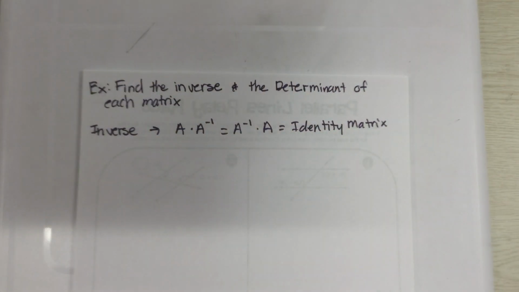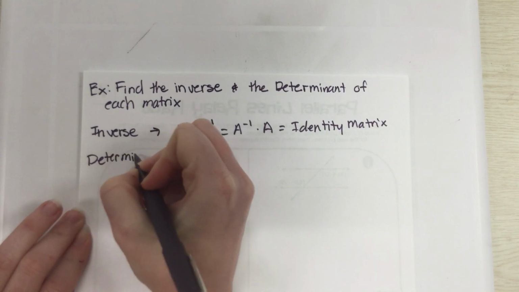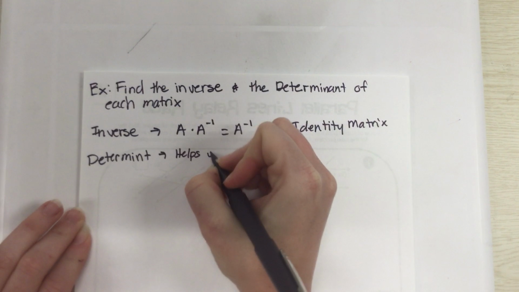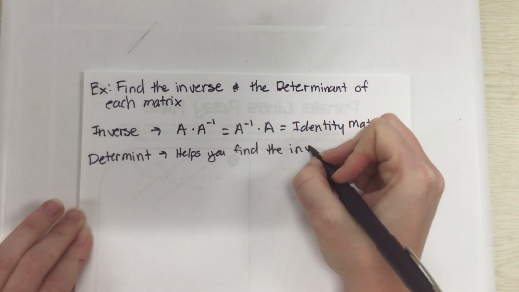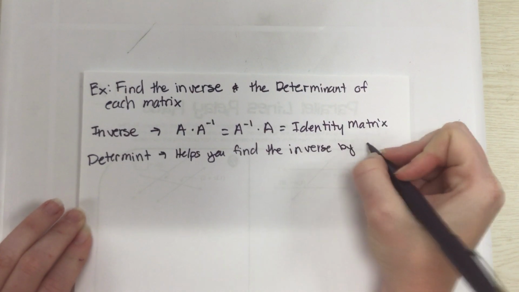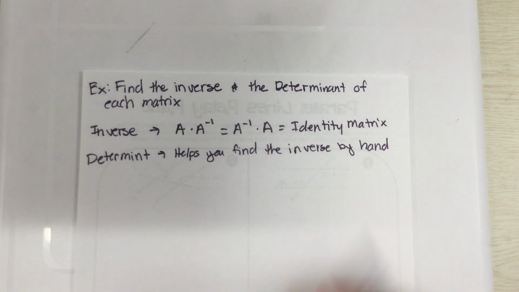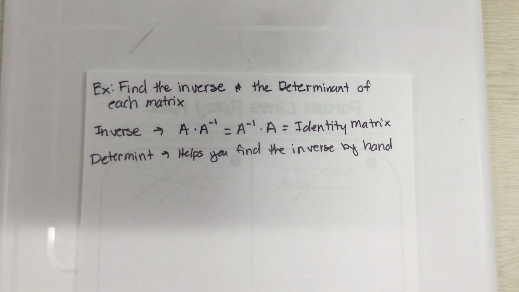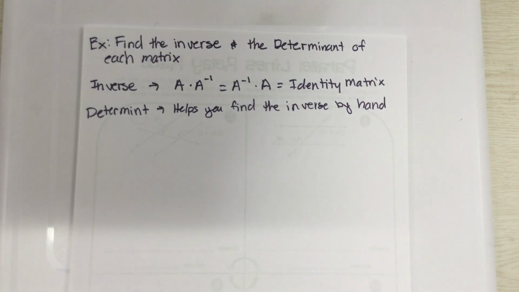The determinant is something that helps you find the inverse by hand. We aren't going to do this by hand, so we're just going to teach you how to find it on the calculator, just in case in the future you are asked to find the determinant on SAT, ACT, anything like that. You'll have a calculator, just use a calculator.